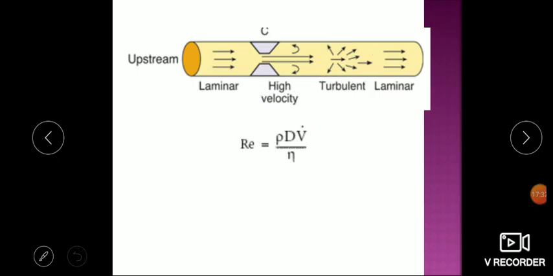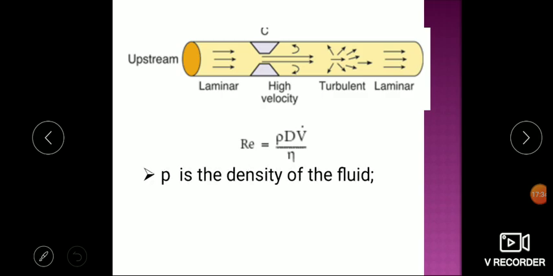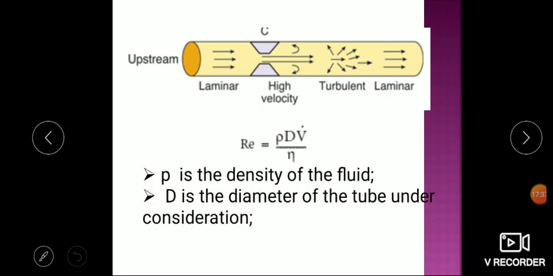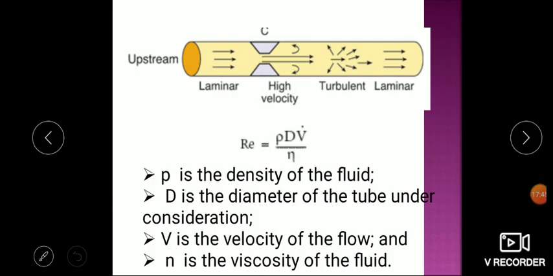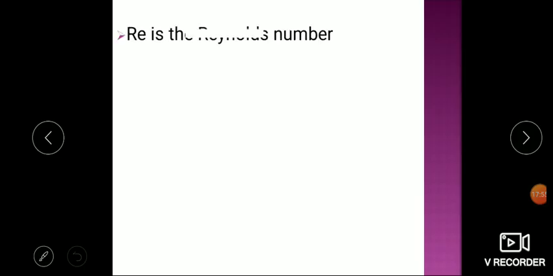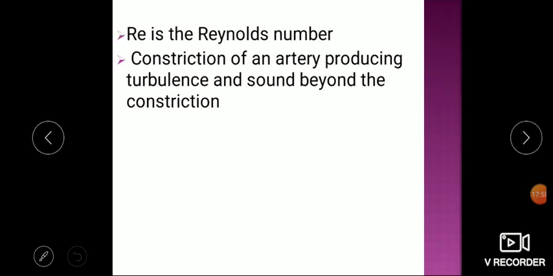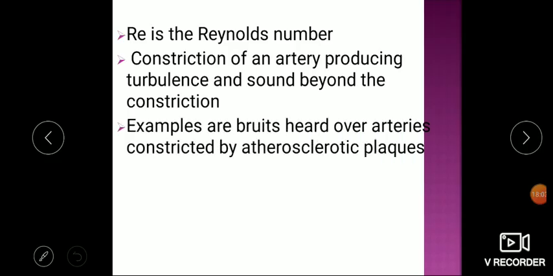Now this can be found by the Reynolds number. It depends on the density of the fluid, the diameter of the tube under consideration, the velocity of the flow, and the viscosity of the fluid. So this is the Reynolds number. Through this formula, we can determine whether the flow will be turbulent or not. Constriction of an artery produces turbulence and sound beyond the constriction. An example is the bruit heard on arteries. Whenever there is an atherosclerotic plaque inside the arteries, you will get a sound that is called a bruit.